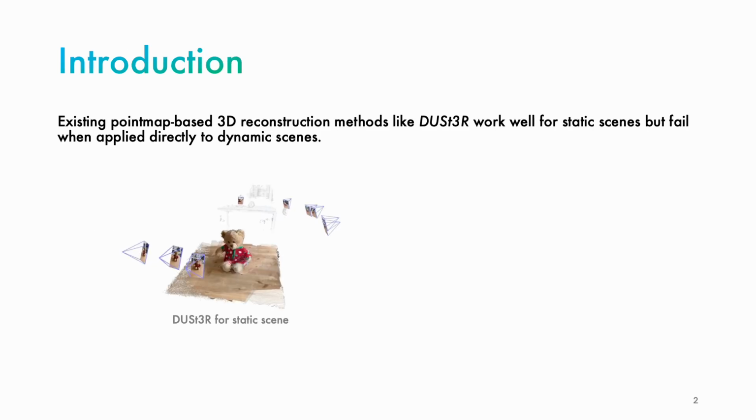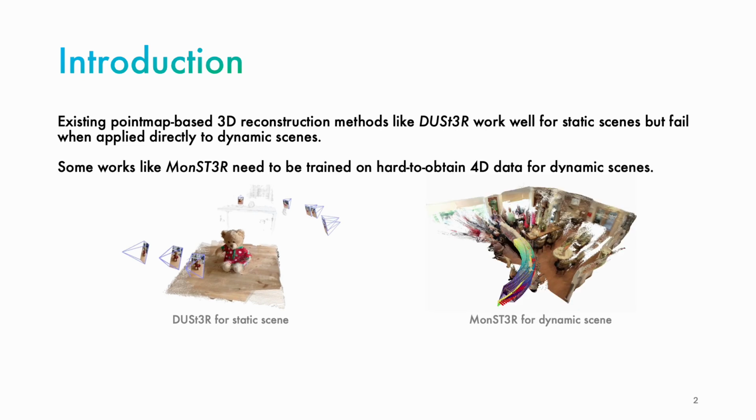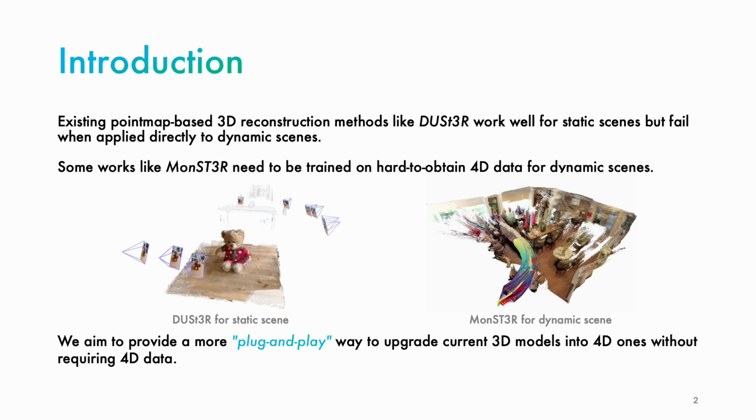State-of-the-art point map-based 3D reconstruction methods, such as DUSt3R, have demonstrated remarkable success in static scene reconstruction. However, when applied directly to dynamic scenes, they exhibit significant performance degradation. This is because moving objects violate the multi-view geometric constraints upon which these methods are built. While some works like MonST3R address dynamic scenes, they typically require fine-tuning on specialized 4D datasets, which are often difficult to acquire. This motivated us to develop a more flexible, plug-and-play framework.